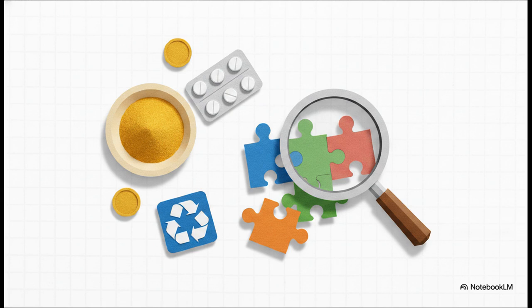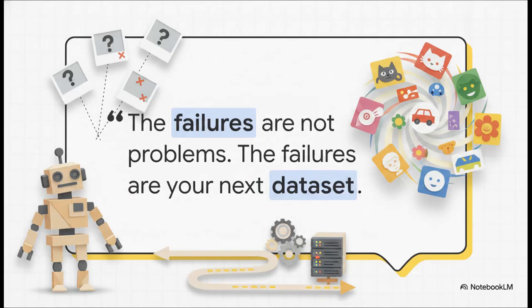Level 3, intentionally break it 4 different ways and document exactly how you fixed it. And finally, level 4, find one case where your best model still fails and figure out why. So the crucial point is captured perfectly in this mindset right here. The failures are not problems. The failures are your next data set. This is absolutely the fundamental attitude required to build reliable AI.